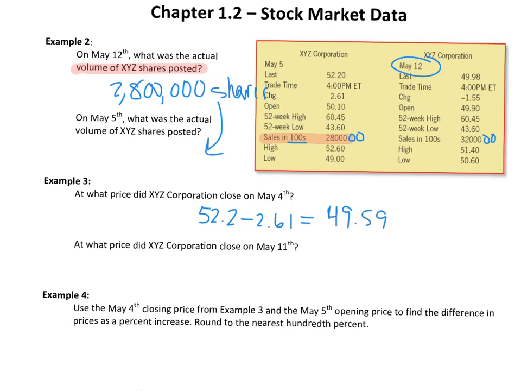Now we can reverse that with the May 11th, so it's looking at the day before May 12th. If its most current rate is this 49.98, and it's down 1.55, to figure out what it was the day before, we can add 1.55. So 49.98 add 1.55. It was at 51.53. And that's what it closed at the day before.